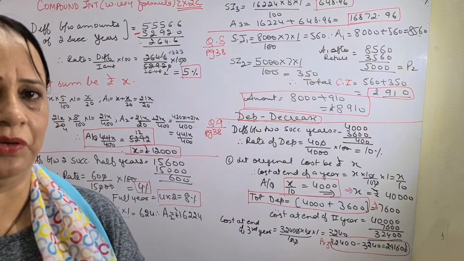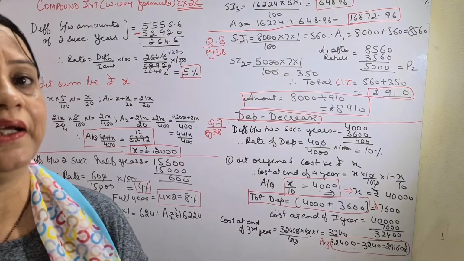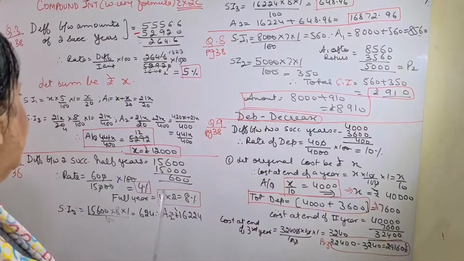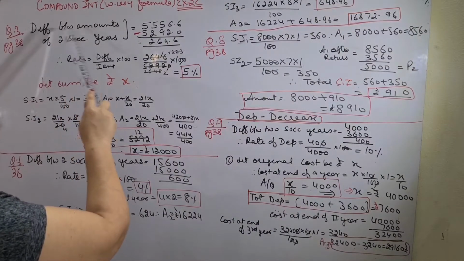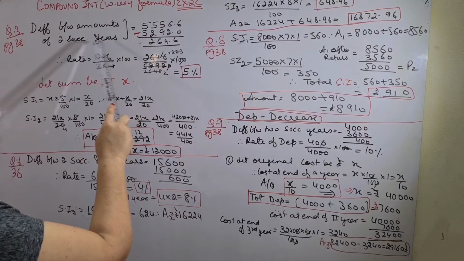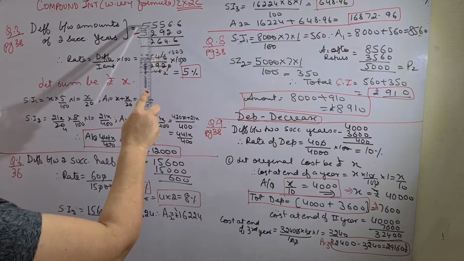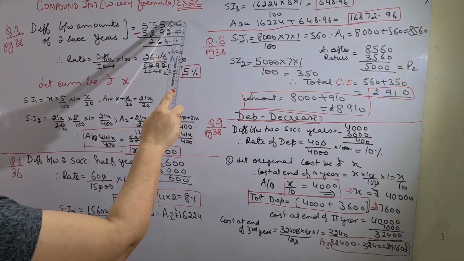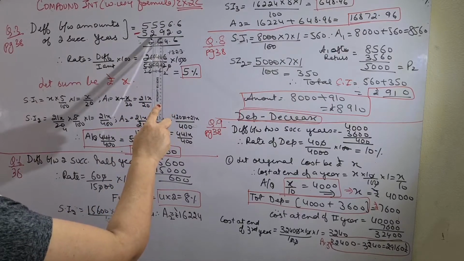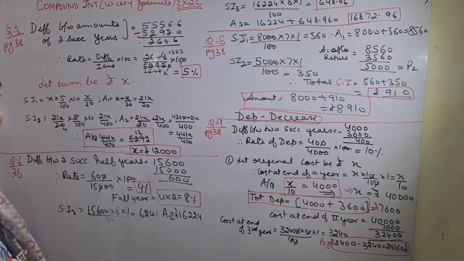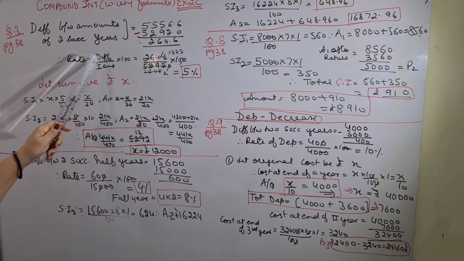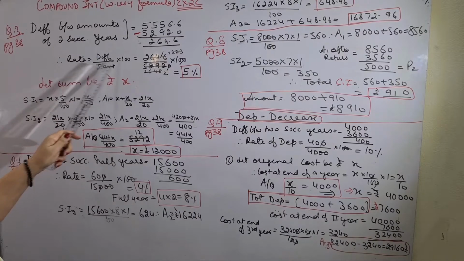This is the first time we are going to do it, but it is very easy, trust me. As I have done on the board, please come on the view. Difference between amounts of 2 successive years. I have taken the bigger amount, that is amount of 3 years minus amount of second year, and this is my difference. And what is my formula to find the rate?